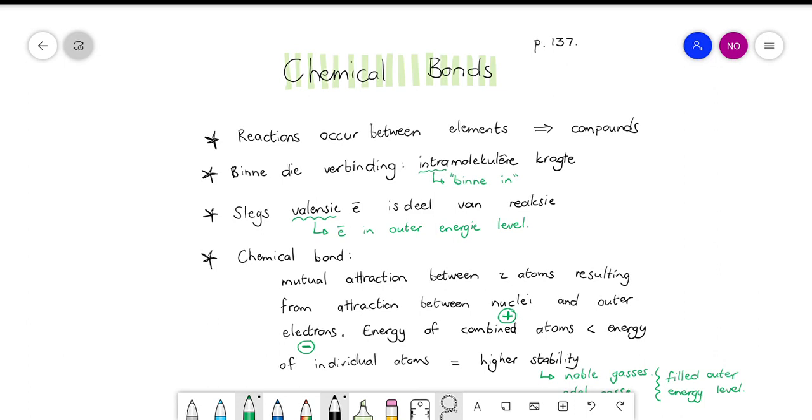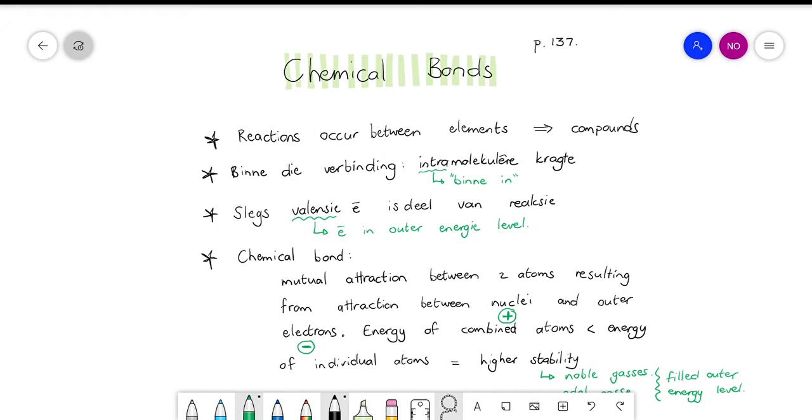Graad 10, voordat ons aangaan met die werk waarmee ons nou besig is, wil ek eers vinnig terugspring na bladsy 137 toe. And we're going to talk about chemical bonds. Because to understand intermolecular forces, which we have to do now, we first have to look at intramolecular forces.